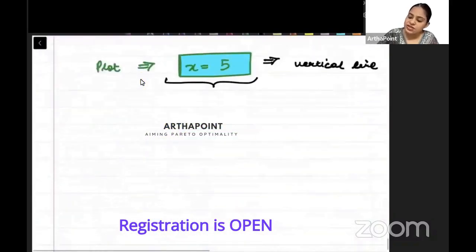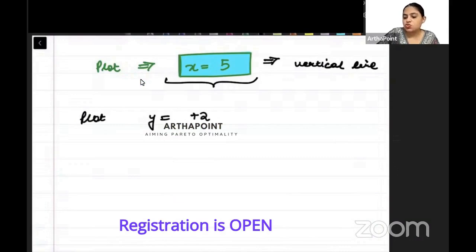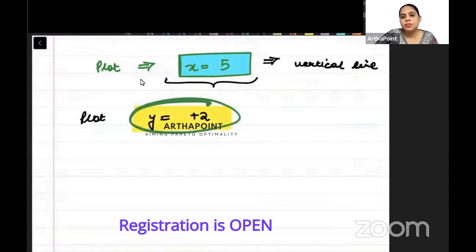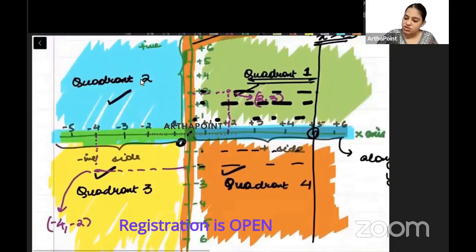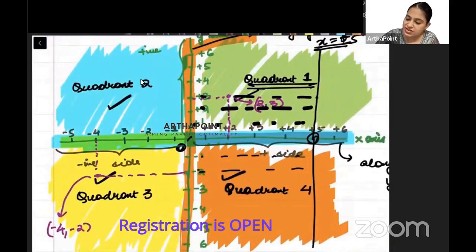Similarly, suppose someone says plot y is equal to +2 and x is not given to you. Only this much is the equation. y is equal to 2. So x can be anything. No value of x has been given to you. So then I will take a line from y is equal to 2. Let me just make it a little neat now.